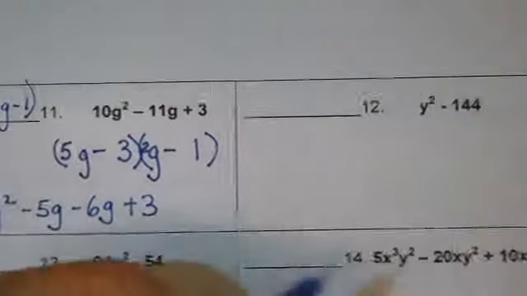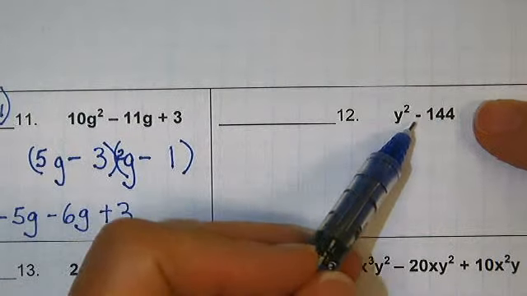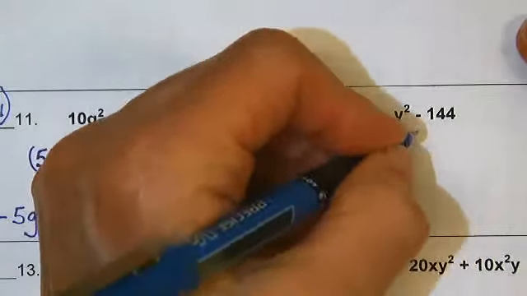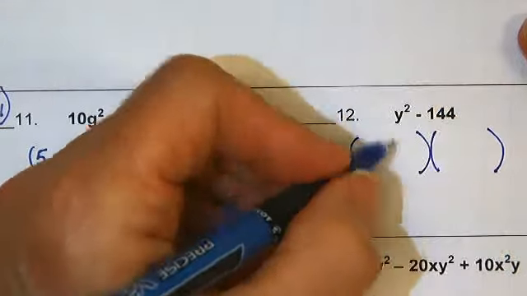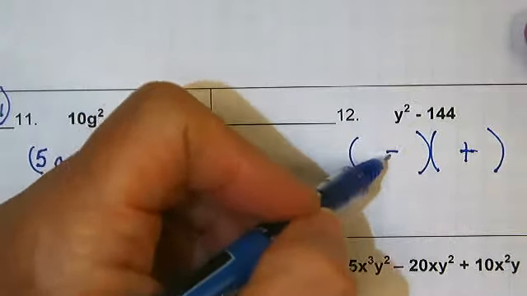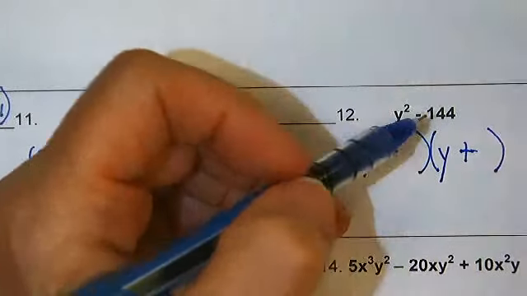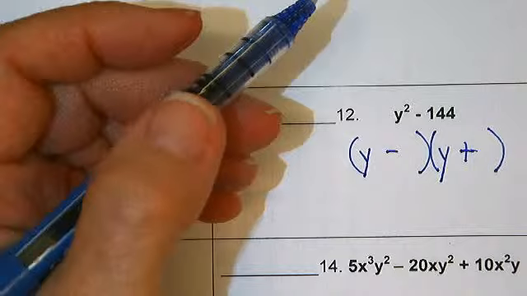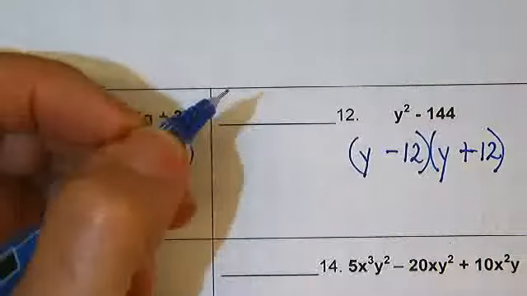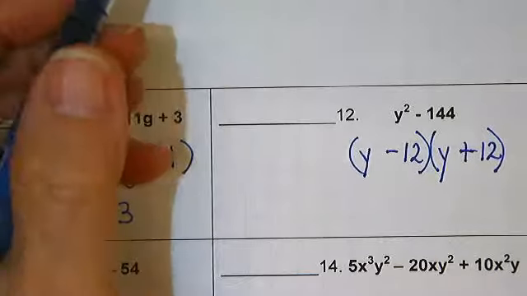Problem 12. Oh, I see only 2 terms. I see a negative. I immediately think, goody, difference of squares. And the negative tells me that my signs are not going to match. What gives me y squared? y times y. 144. 12 times 12 is 144. That's all we need to do. Negative 12y plus 12y is 0.